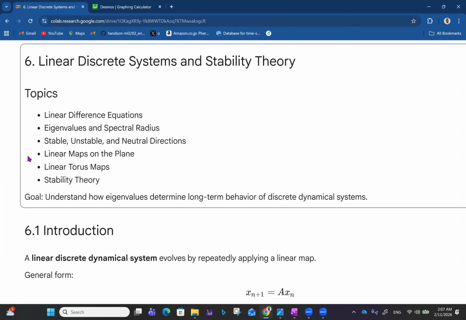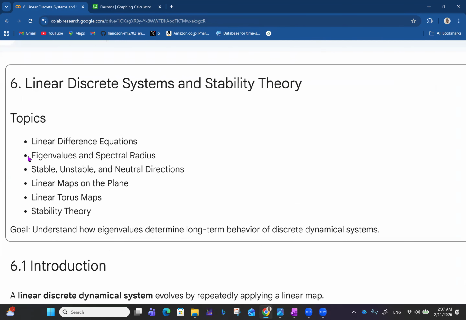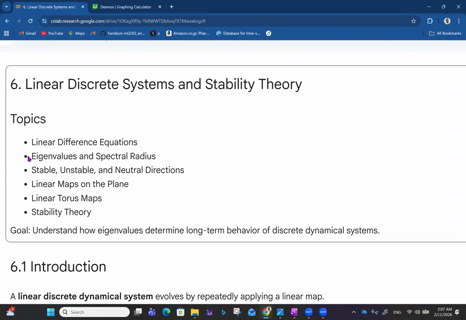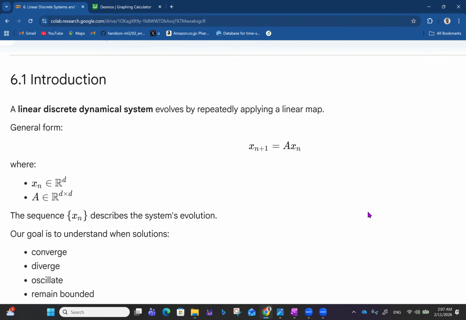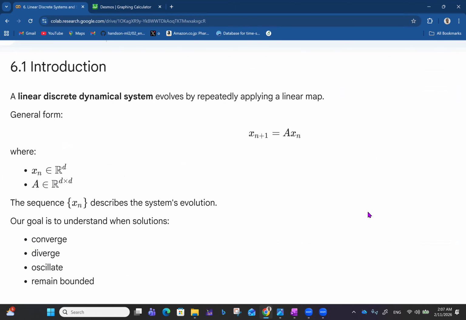I will look at topics like linear difference equations, eigenvalues and spectral radius, stable, unstable, and neutral directions, linear maps on the plane, linear torus maps, and stability theory. So the goal is to understand how eigenvalues determine long-term behavior of discrete dynamical systems. We saw something similar for continuous systems, but the approach will be a bit different for discrete systems.